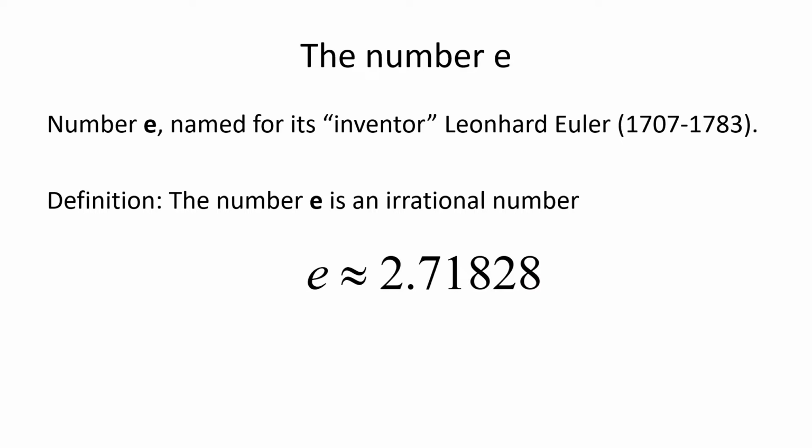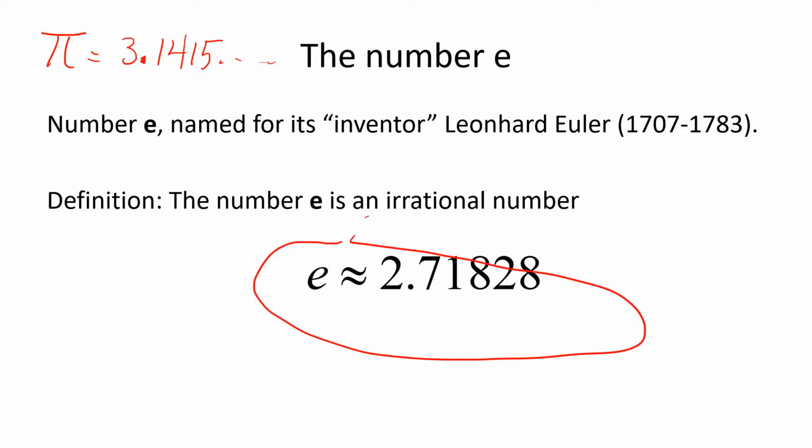So before we write anything down, let's talk about what the number e is. Just like pi is an irrational number that's approximated to be like 3.1415 and so on, the number e is also an irrational number, and it's roughly 2.71828, and it keeps going on, okay? This number was invented by Leonard Euler, okay?